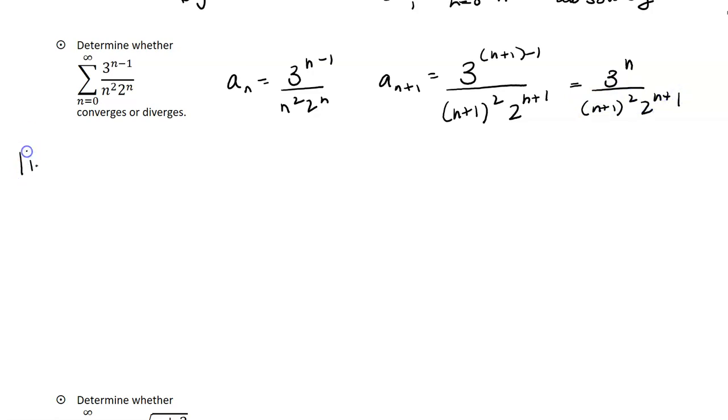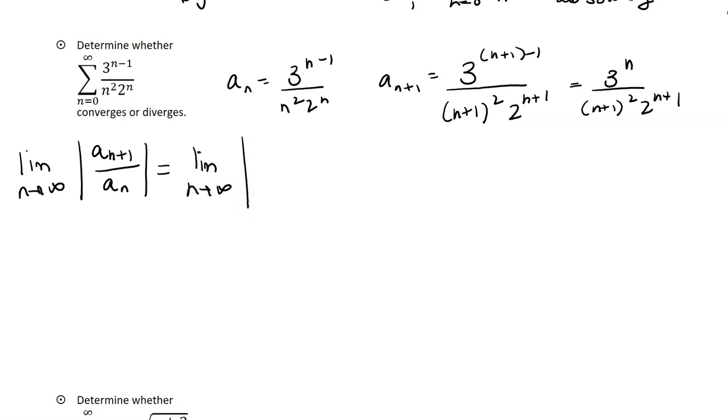So I'm going to take the limit as n approaches infinity of the absolute value of a sub n plus 1 over a sub n. And just to save from having to write an extra step, I'm going to go ahead and do the keep, change, flip part of this. So I'll have 3 to the nth power over n plus 1 squared times 2 to the n plus 1, times the flip of this one. So that'll be n squared times 2 to the n over 3 to the n minus 1.